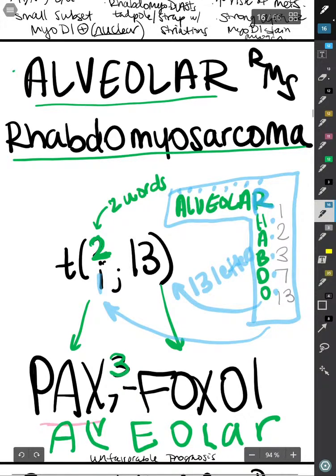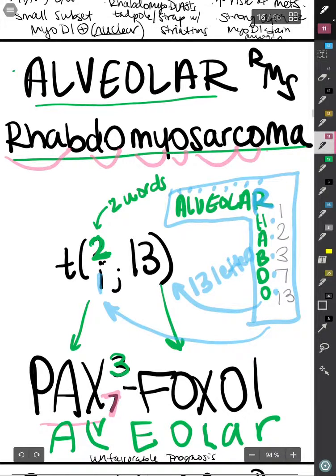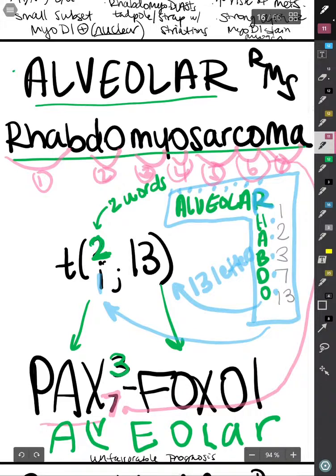The next thing, so we have the 7 down here. Now, what I do for 7 is basically just sound out rhabdomyosarcoma. So if I went through, we have rab, do, my, o, sar, co, ma. So that's 1, 2, 3, 4, 5, 6, and 7. So there are 7 syllables. And that's how I remember the PAX 7.